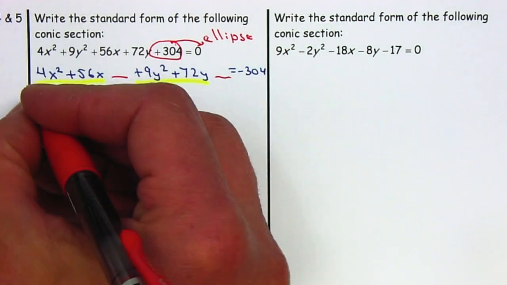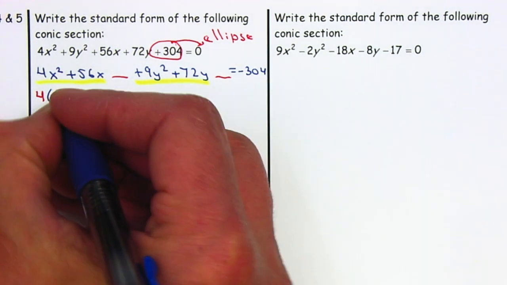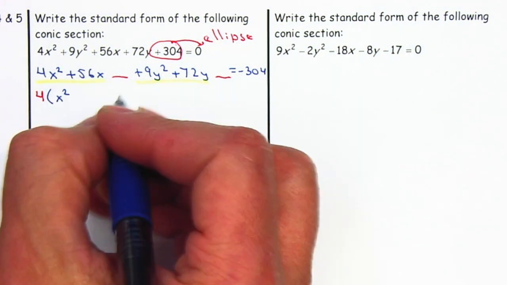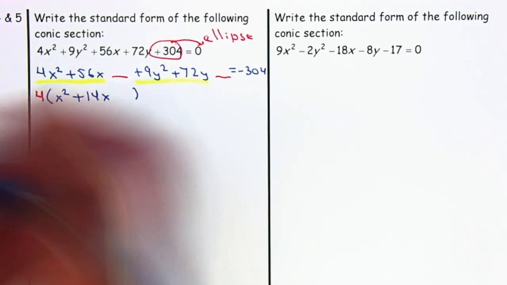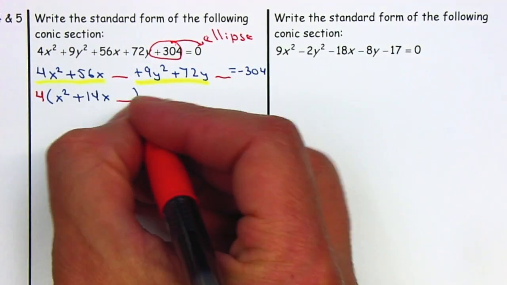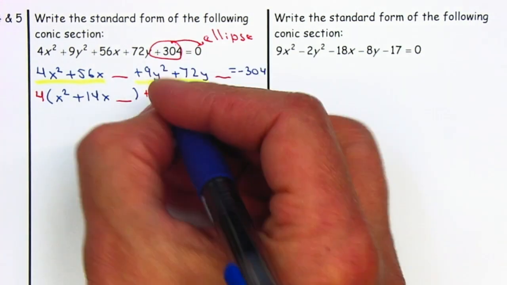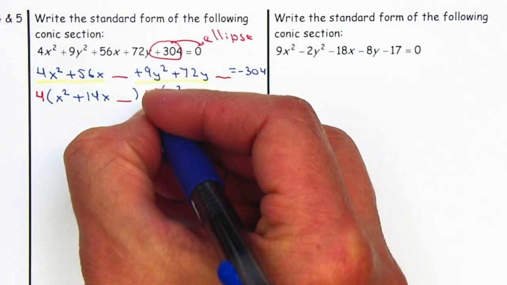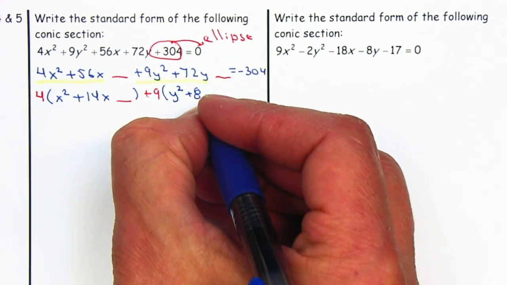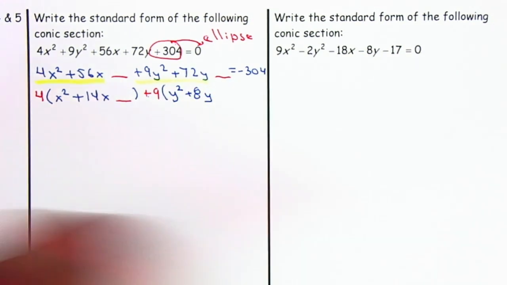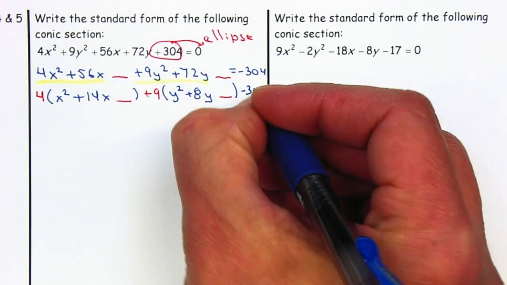I'm going to go and factor a 4 from here. Make sure you write small. So 4 times x squared, and 4 times what is 56x? So it's plus 14x. Leave some space. I'm going to factor a positive 9 because I want this to be just y squared, and then 9 times y is 72, so it'll be plus 8y. Leave some space, and on the other side we have a negative 304.